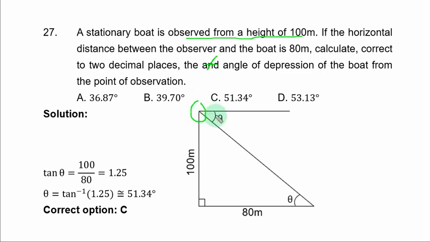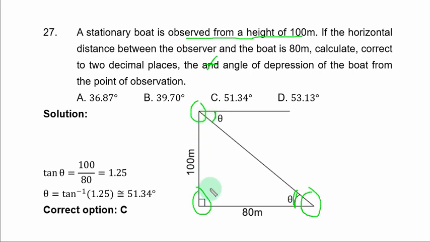So this is the angle of depression. It's looking down and the boat is somewhere here. Now you have the base of the observer. The distance there from the boat is 80 and the height is 100 meters. So this angle of depression cannot be calculated directly until you get the angle of elevation, and the angle of elevation is always equal to the angle of depression. So both angles are equal.